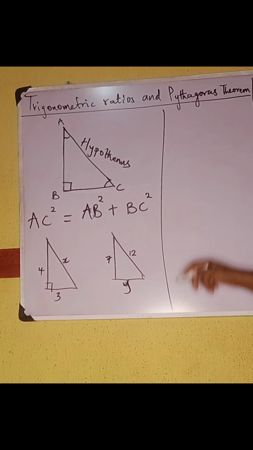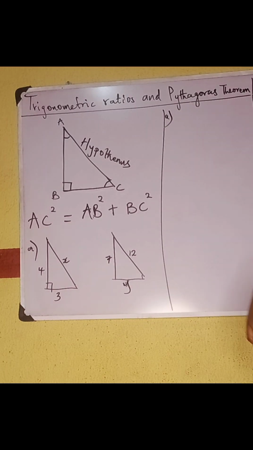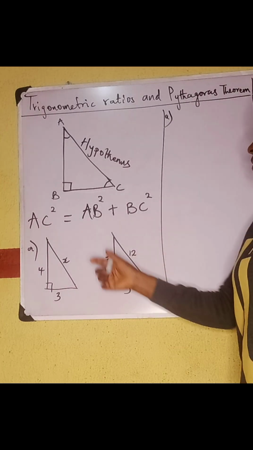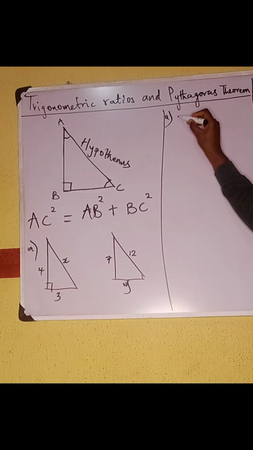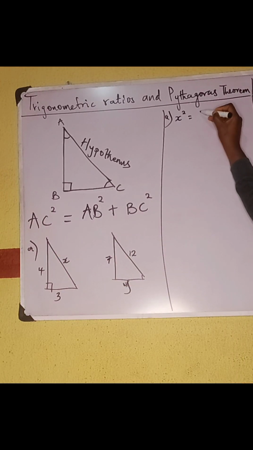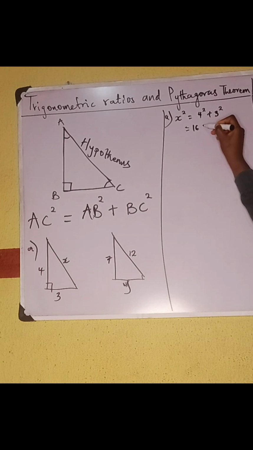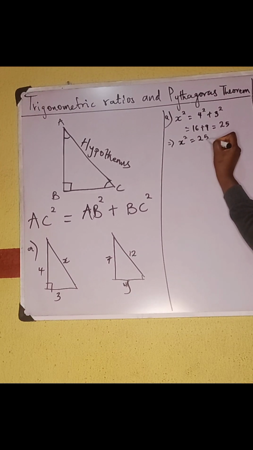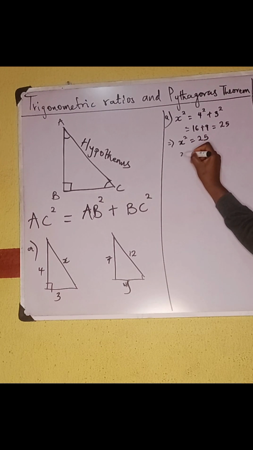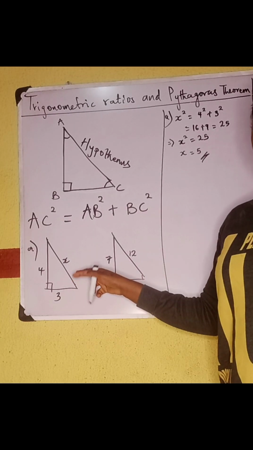So how do I solve? For the first one, we use Pythagoras theorem, which states that the square of the hypotenuse is equal to the sum of the squares of the other 2 sides. So s squared is equal to 4 squared plus 3 squared, which is 16 plus 9, and 16 plus 9 is 25. So s squared is equal to 25. If I take the square root of both sides, s is going to be equal to 5. So I've gotten that missing side.